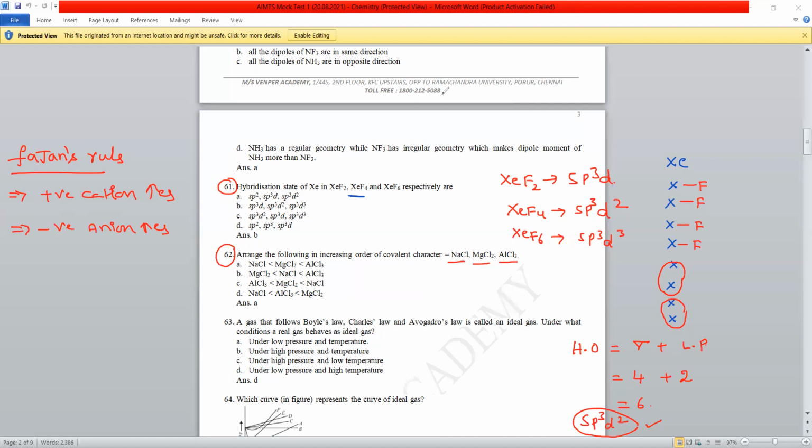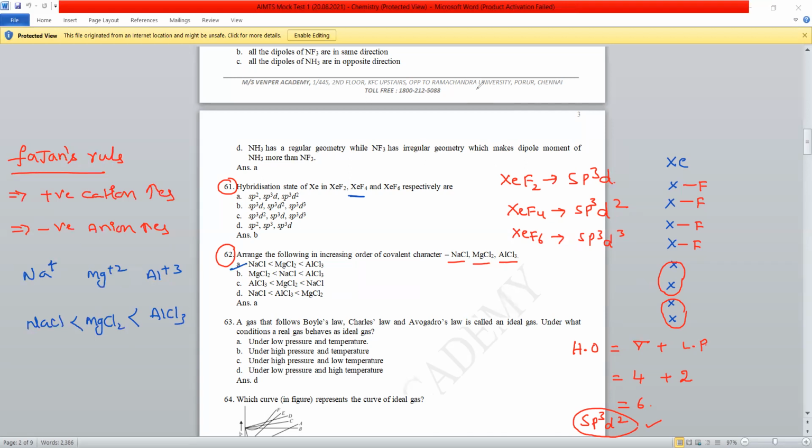If you check here, the anion size and negative charge are the same in NaCl, MgCl2 and AlCl3. But here we have Na+, Mg2+ and Al3+. Which has the more charge on the cation? Aluminum 3+. So AlCl3 is more covalent than MgCl2, then NaCl. This is the correct order, students. Option A is the correct answer.